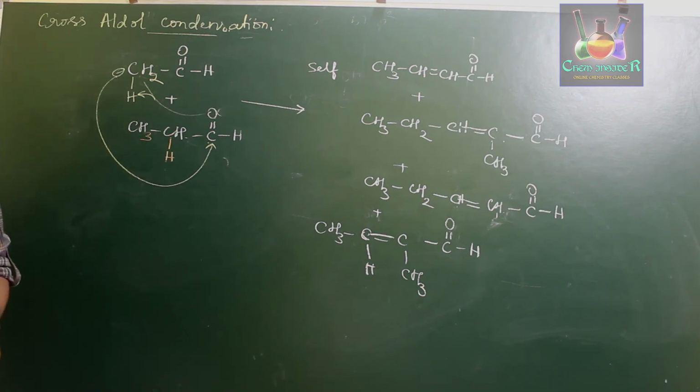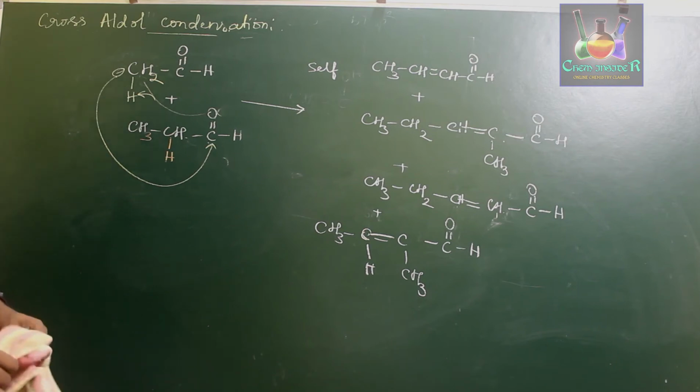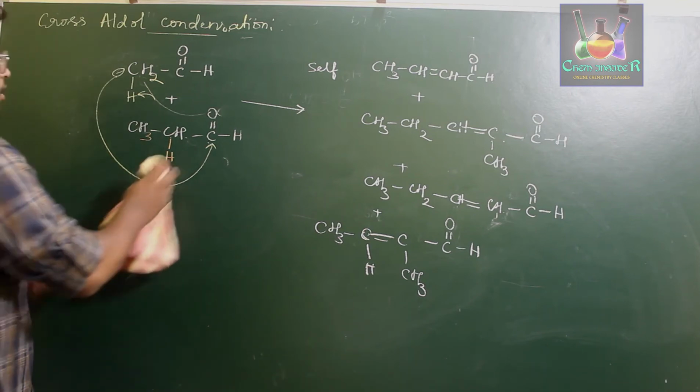Next, we'll discuss the Cannizzaro reaction. So now we learnt about condensation involving the alpha hydrogen of a compound. So what if a compound does not have an alpha hydrogen?